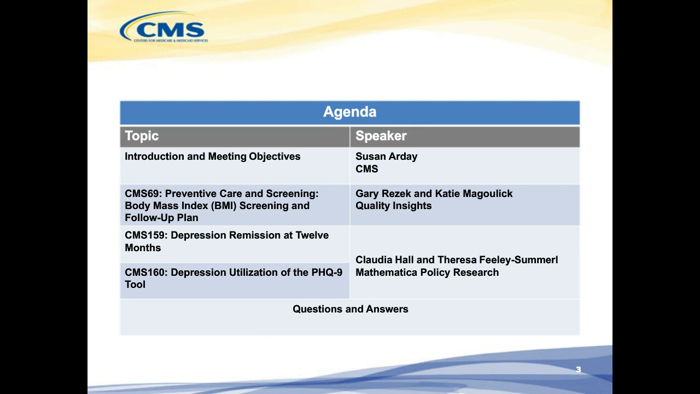Next, we'll present on Quality ID 370/CMS159, which is Depression Remission at 12 months. And then finally, we will present on Quality ID 371/CMS160, Depression Utilization of the PHQ-9 Tool. All three of these measures are in the top 10 reported eCQMs for MIPS. And as such, there are many questions that come in, and today our speakers will review the specifications and address the most common questions that we receive.